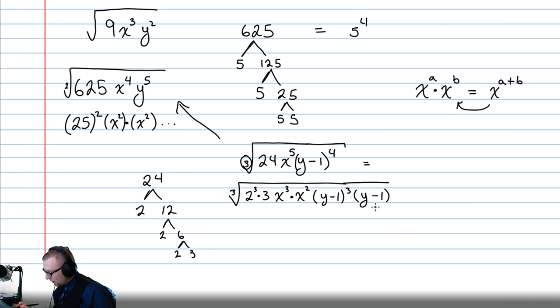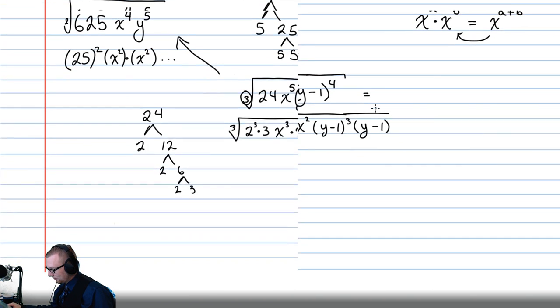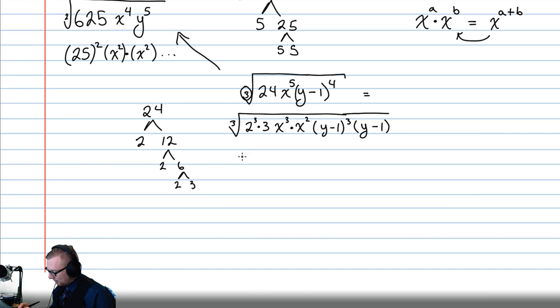So now take out your groups of 3. So what are you left with out front? 2xy minus 1, and the other ones will be under the root. So what's left under the root? 3 and x squared, and y minus 1. There you go.